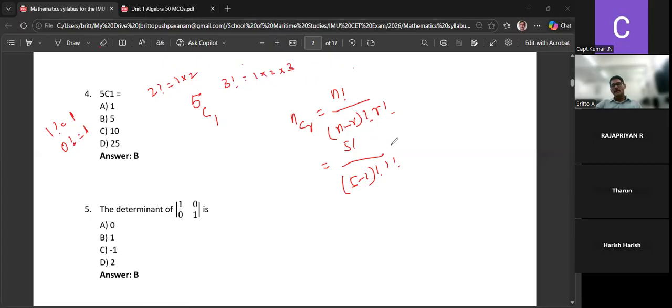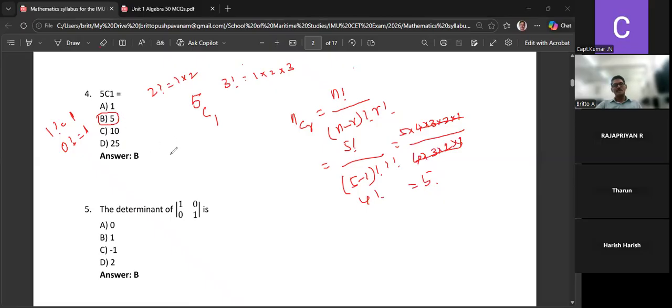So here we have the numerator 5 factorial, which you can write as 5 into 4 into 3 into 2 into 1, divided by 5 minus 1, which is 4 factorial, which you can write as 4 into 3 into 2 into 1. If you cancel the numerator and denominator, you will get the value 5, right? The 5C1 value is 5. So the option is what here?